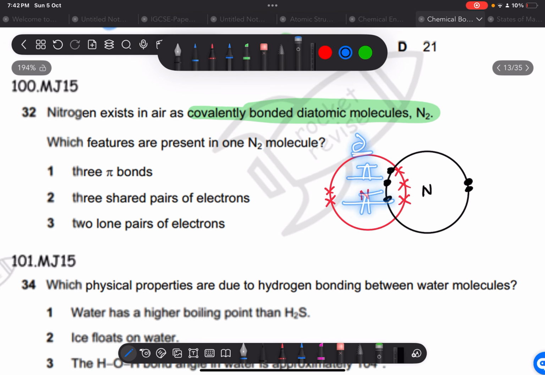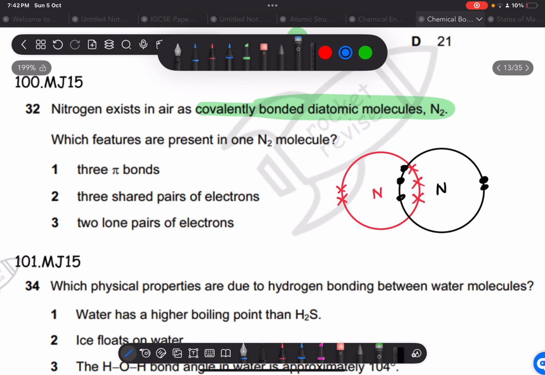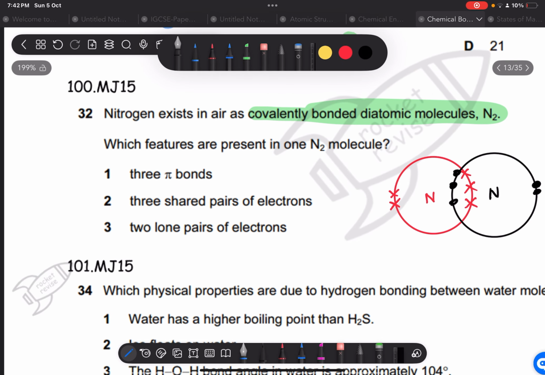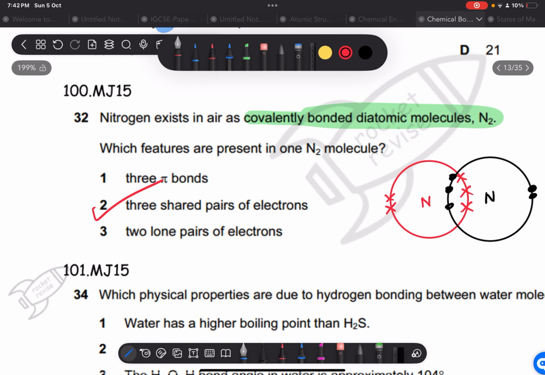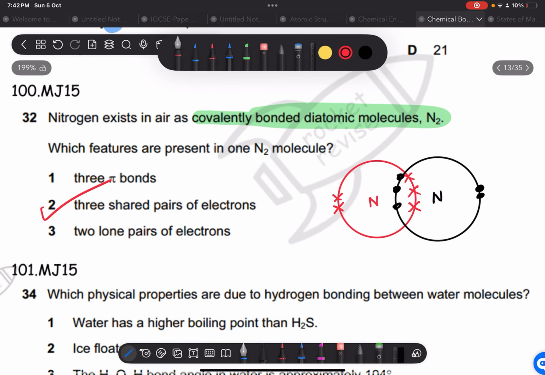So we have 2 pi bonds, 3 shared pairs of electrons. That is correct. Okay, 2 lone pairs of electrons. Yeah, this one's the first lone pair, this one's the second. So options 2 and 3 are correct, which makes C the correct option.